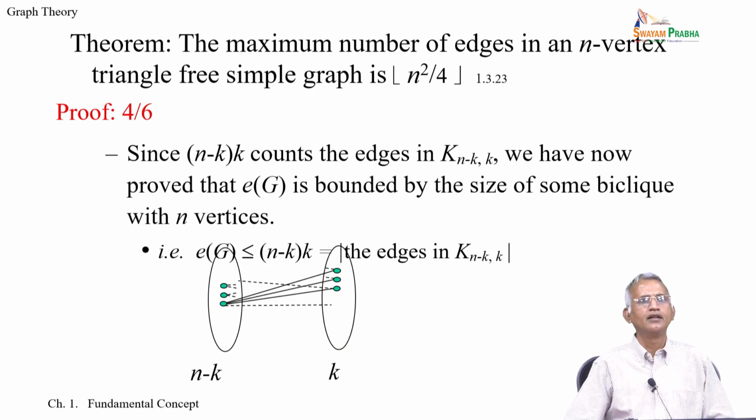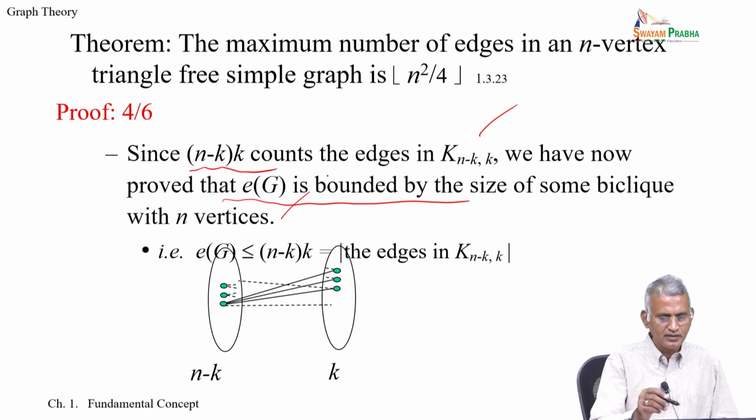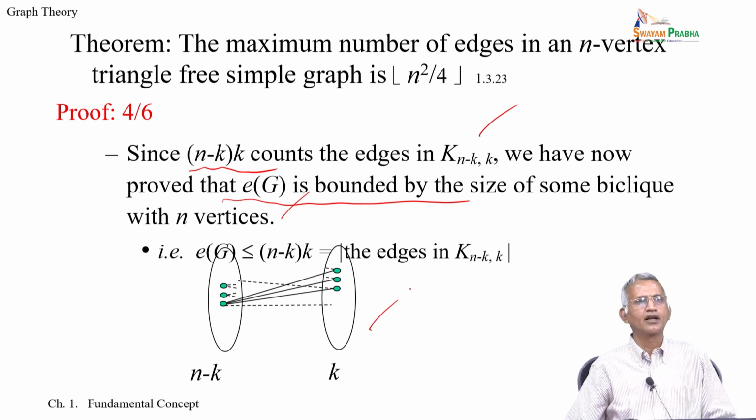So, in this way we have another way: (n minus k) times k counts the edges of K suffix (n minus k, k). So, we have now proved that E of G is bounded by the size of the biclique with n vertices. Therefore, E of G is less than or equal to (n minus k) times k, which is equal to the edges in K suffix (n minus k, k). So, this is the corresponding graph.